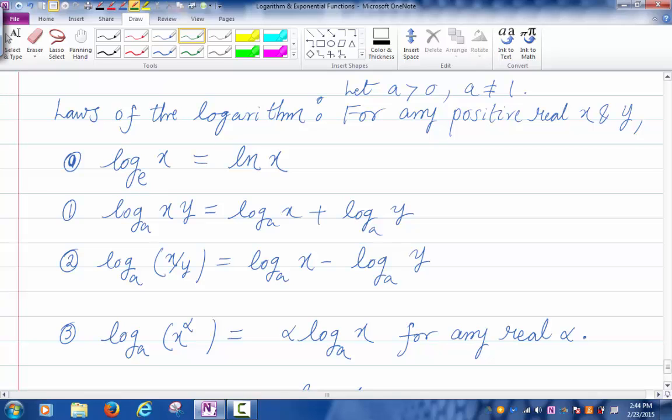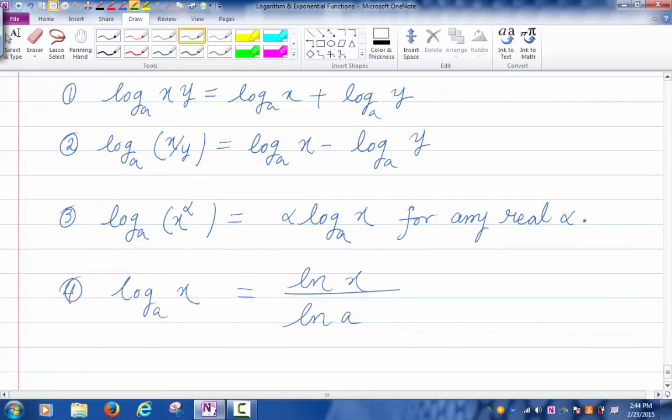What is log base a of x to the alpha? It is alpha log base a of x. And here I'm saying alpha could be any real number. Remember, I kept saying law number 3 applies more generally for any real exponent, not just rational exponent. And I'm stating that now. And then number 4, log base a of x is ln of x over ln of a.